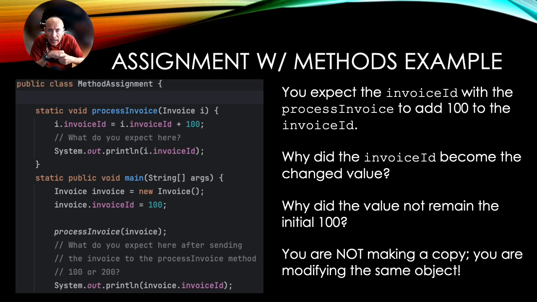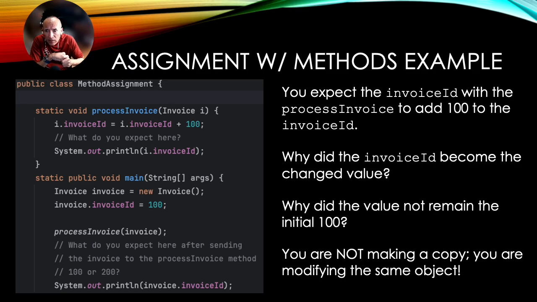What if I pass an object, let's say of type invoice, to a method and I change the fields inside of that method? So take a look at this example. I have an invoice, I create new on the invoice. I set the invoice ID of that invoice class to 100. I take that object of type invoice and I send it to a method. I send not the invoice ID but the entire class. I send the entire class invoice to this little method called processInvoice.